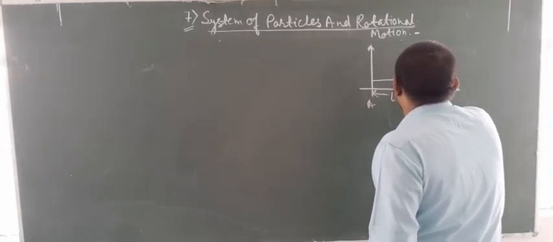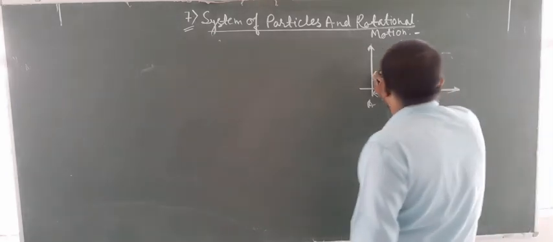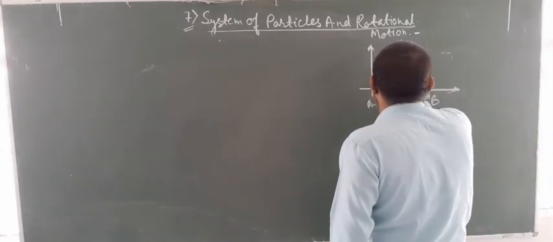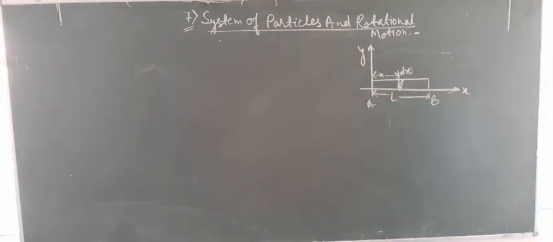This small distance dx we had supposed is at a distance x from the origin. This is the y axis and this is the x axis, and dx is at a distance x from the origin.